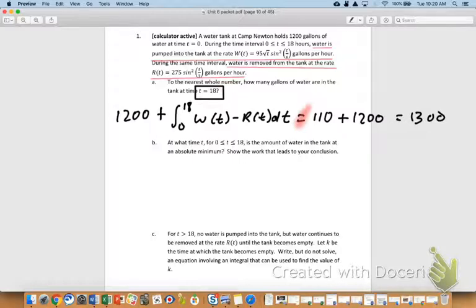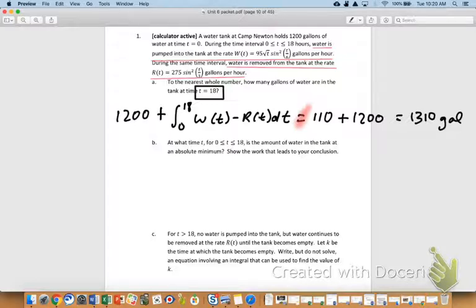Okay, so goodness gracious, I wrote 1,300. Should be 1,310. I just broke my own rule. I broke the equal sign. 1,300 gallons. 1,310 gallons. There we go. All right, questions? Initial amount plus net change gives you final amount. All right, well, we can come back to that if we need to.